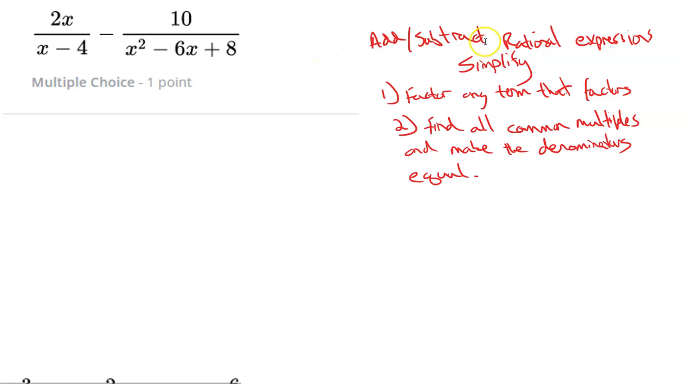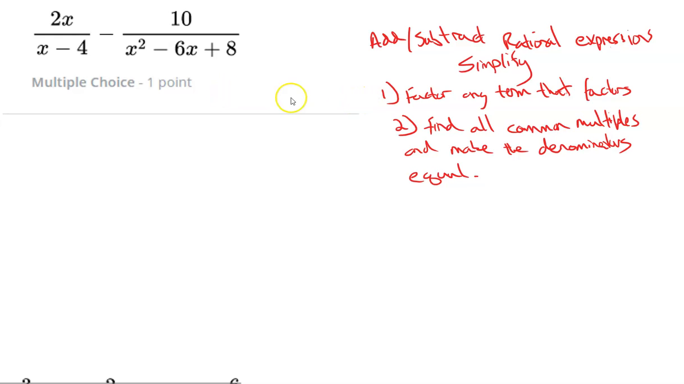The next type of problem is adding and subtracting rational expressions. Rational expressions means expressions with a numerator and a denominator that are polynomials. And in this one, we're going to simplify. So we need to simplify. We don't have to solve. There's no equal sign. It's just simplify.